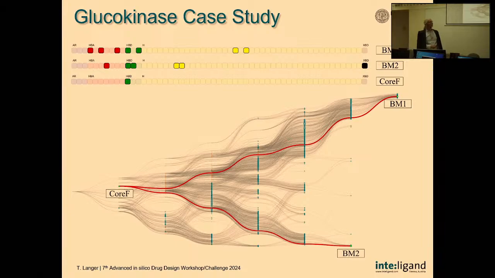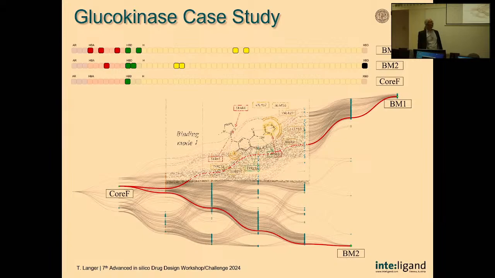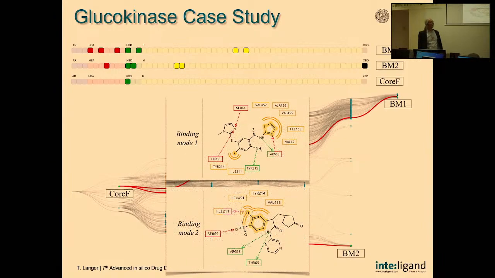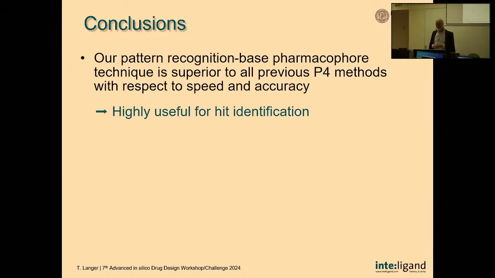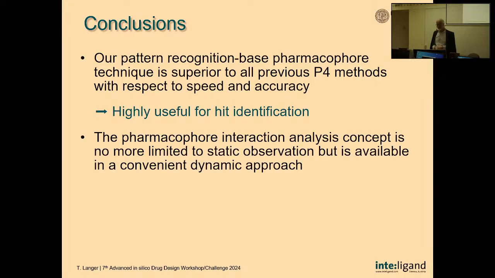Okay, so I hope that with this information, with these slides, with this presentation, I could convince you that this pharmacophore approach is very useful, not only for hit identification. We know that for hit identification it works really nicely, especially with respect to speed and accuracy. So I believe that we will be able, after a while, to really screen billions of compounds with pharmacophores. So it's highly useful for hit identification.